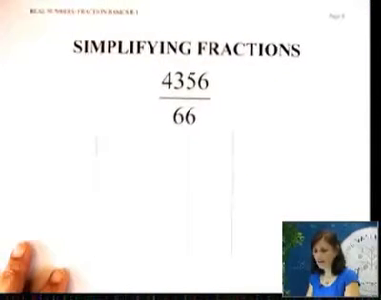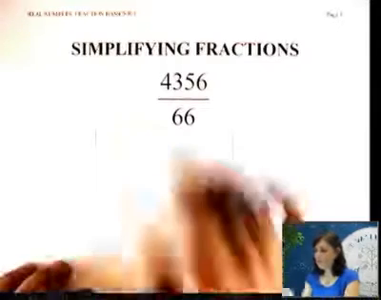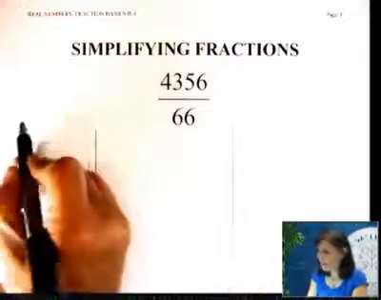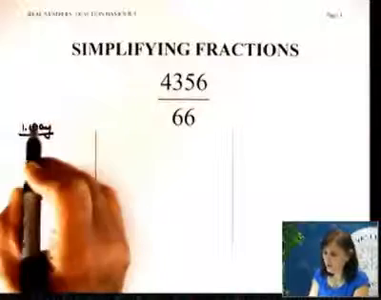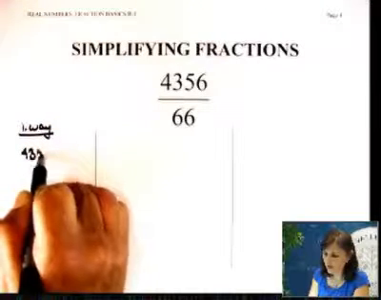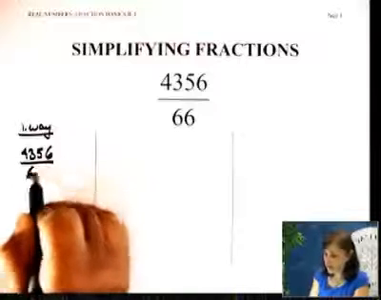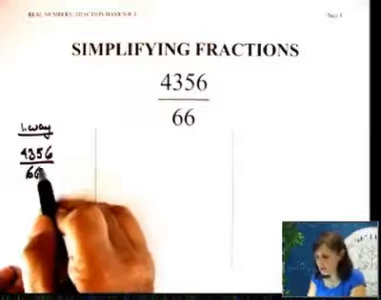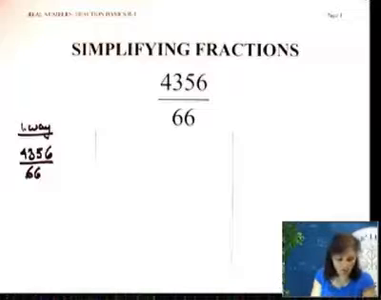Let's start with simplifying fractions. You have a fraction like this, and one way is you just see it right away. You write it 4,356 over 66. If you have really good mental math skills, you may be able to see that 66 goes into 4,356. I can go to my calculator if I'm not sure. It looks like it is promising.